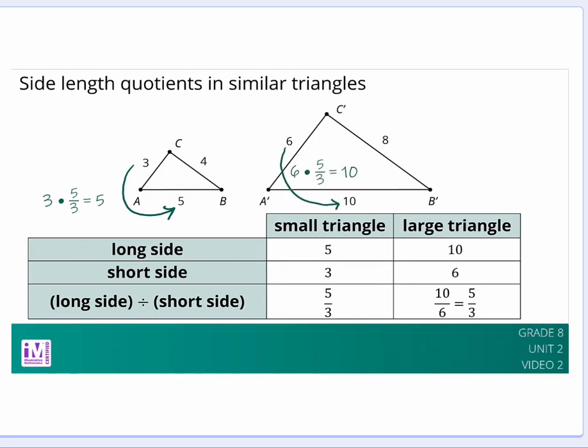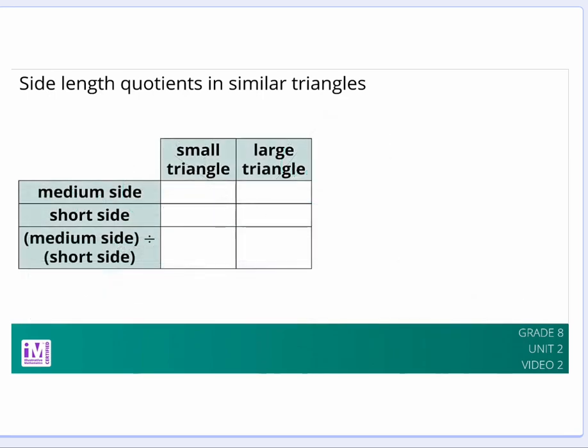This is true for all similar polygons. The ratio between two sides in one polygon is the same as the ratio of the corresponding sides in a similar polygon. We can use these facts to calculate missing lengths in similar polygons.